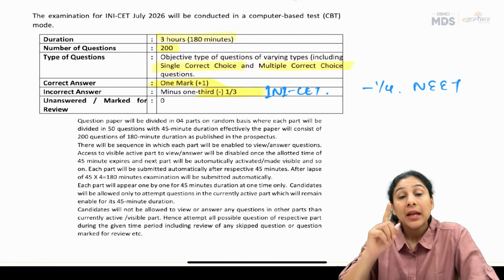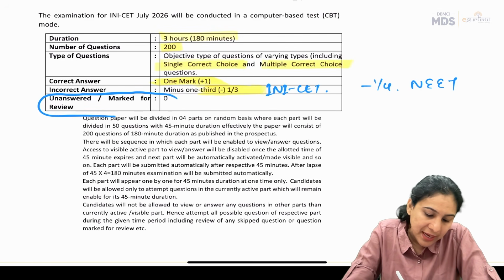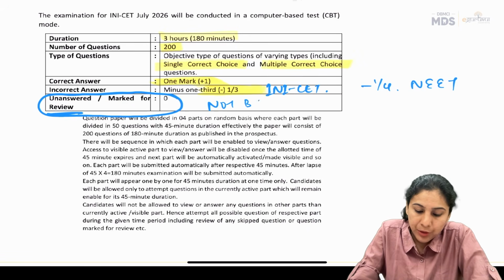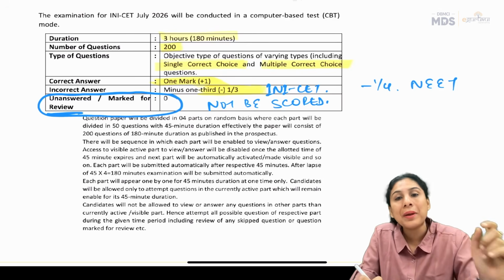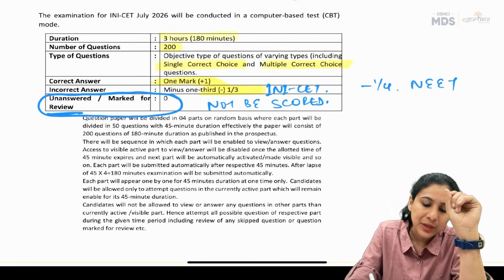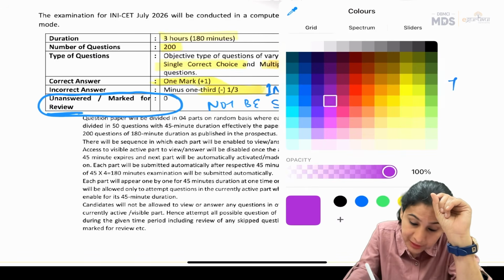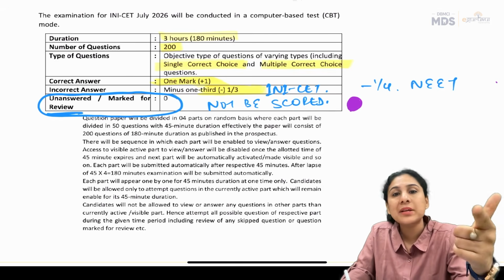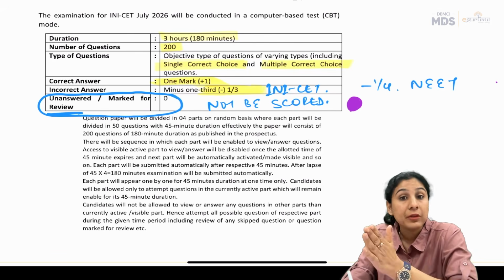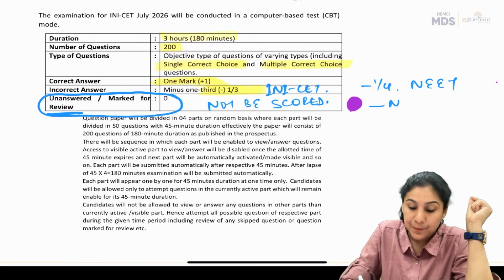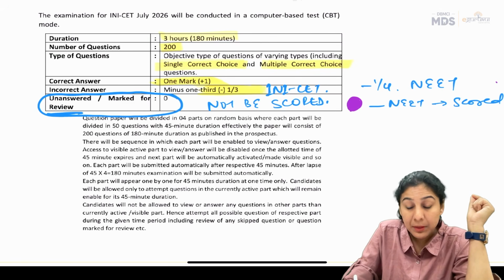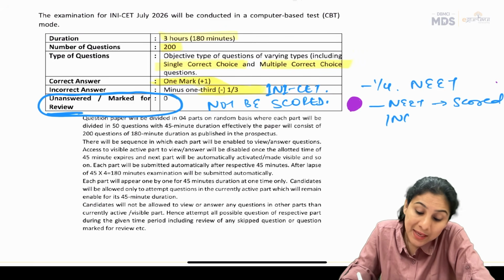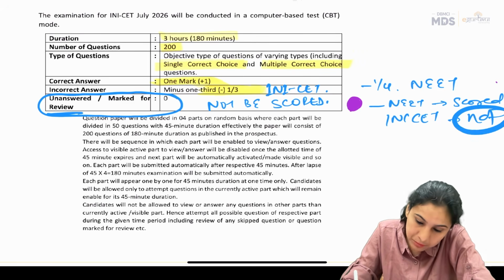rank in INI-CET. Another very big difference between NEET and INI is that questions that are marked for review will not be scored. They will not be scored. In NEET, if you make anything purple, mark for review has a purple color. I'll choose a purple color and show you. Green means you have marked, red means you have left, and purple means you have left for review. So if you have left for review in NEET, they will be scored. They will be marked. Whether it is right, you will get +4. If it is wrong, you will get a -1/4. In INI-CET, they will not be scored.